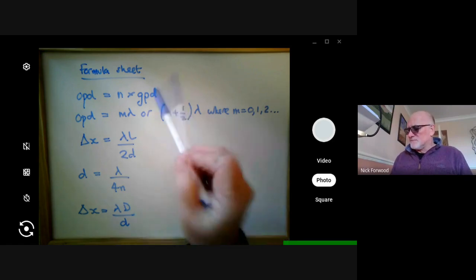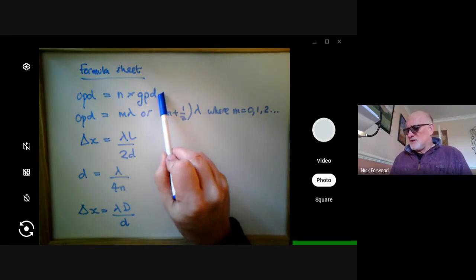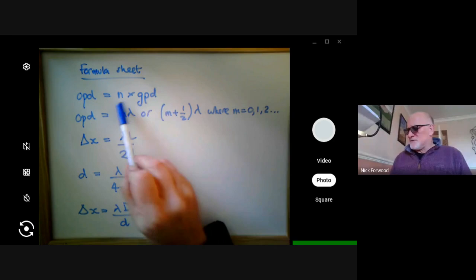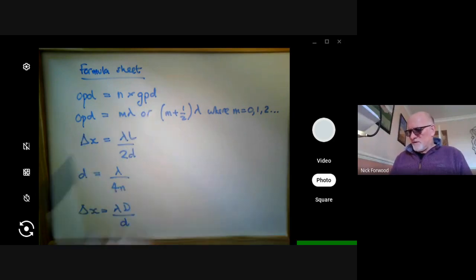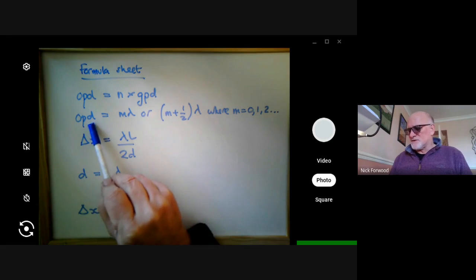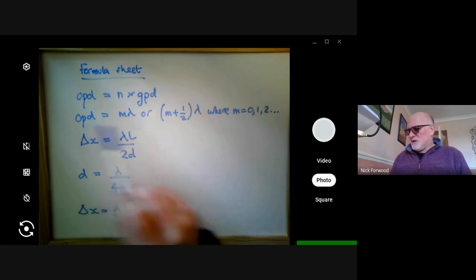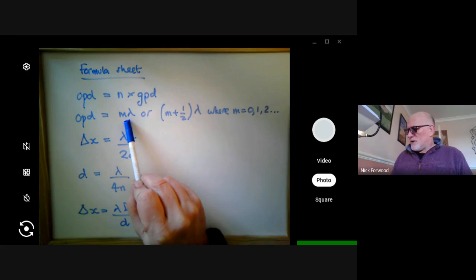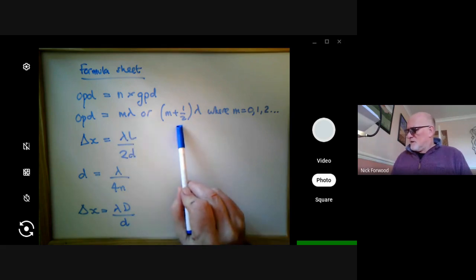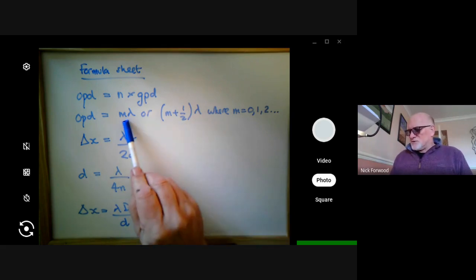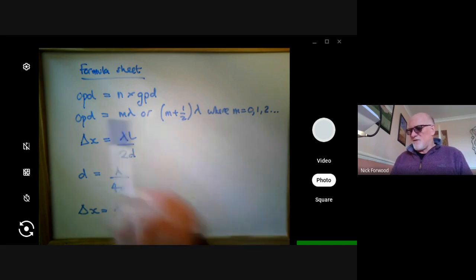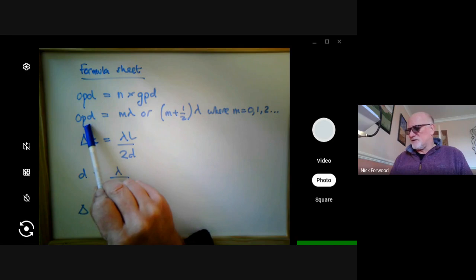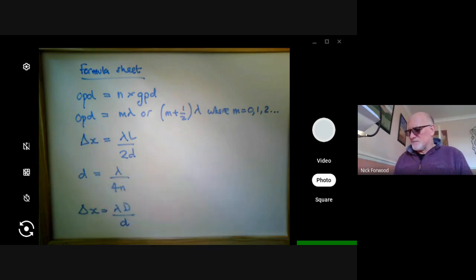We've done this one much earlier. OPD is n times the geometrical path difference. Very familiar with this now. Optical path difference, whatever it works out to be, is mλ or (m + ½)λ. You'll know that that's for constructive interference, that's for destructive interference, and you have to put that equal to whatever you've worked out to be your optical path difference for the various scenarios that we've looked at.